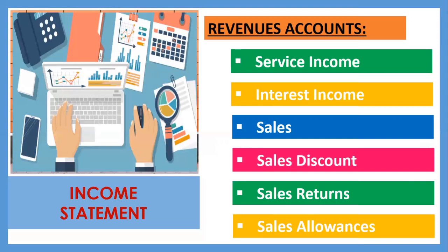So let's break down what are the account names or account titles that are under revenue accounts and the account titles and account names that are under expense accounts. Now, let us move first to revenue accounts. Under revenue accounts, we have a lot. Examples of account titles or names under revenue accounts are service income, interest income, sales discount, sales returns, and sales allowances as well.